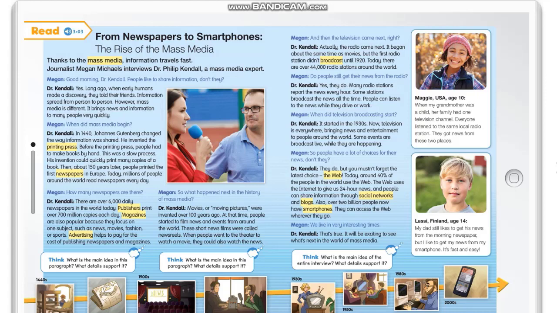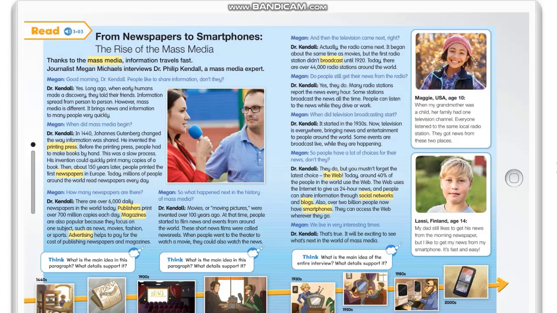Good morning, Dr. Kendall. People like to share information, don't they? Yes. Long ago, when early humans made a discovery, they told their friends. Information spread from person to person. However, mass media is different. It brings news and information to many people very quickly. When did mass media begin?